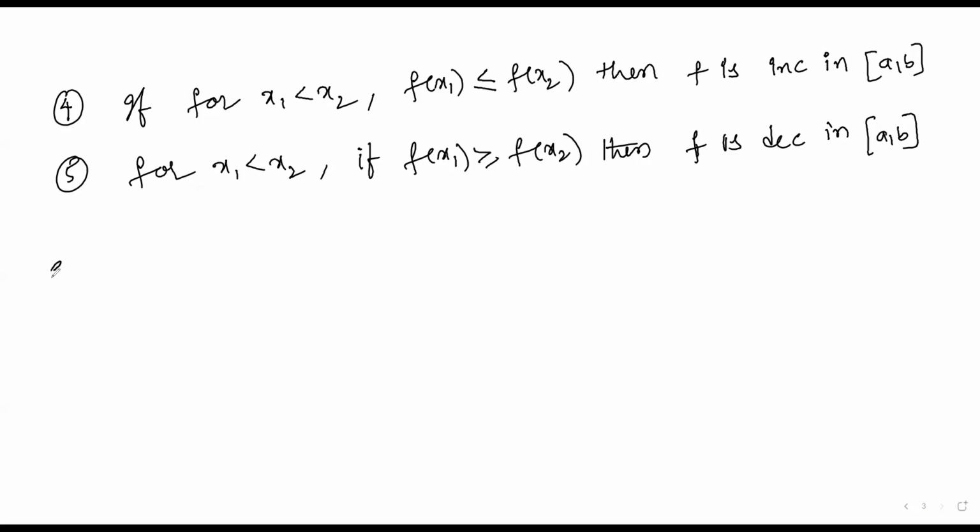Let's take an example. Let f of x equal 3x plus 5. Is it an increasing function or a decreasing function on its domain? This is a polynomial function. For a polynomial function, what is the domain? All real numbers. You can discuss on all real numbers whether it is increasing or decreasing.